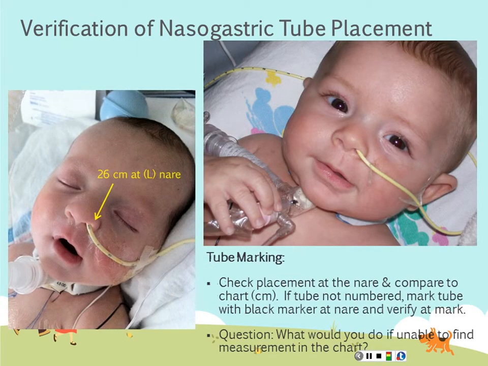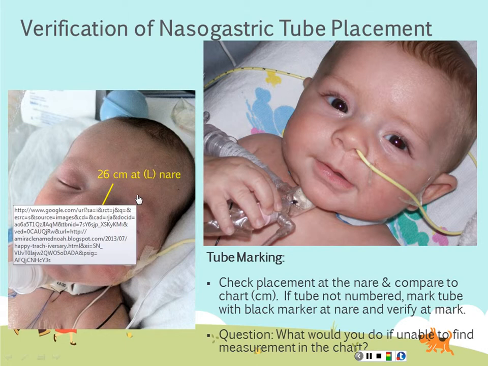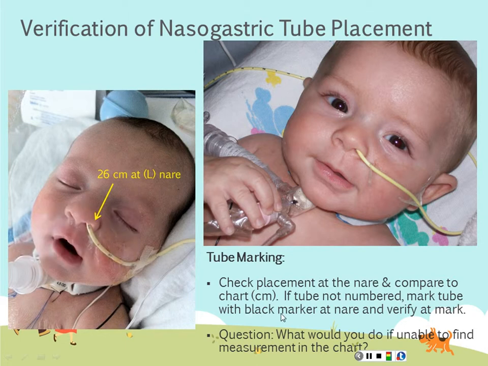The other method that you should always be doing when you're assessing your patient is checking where the tube marking is placed externally. As we looked at before, with our child right here, this is at 26 centimeters at the left naris. You always want to check placement at the naris and compare it to the chart.